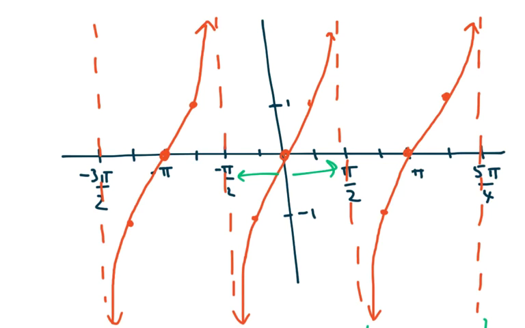I want you to notice that all the, I did something wrong over here. Let me erase this. This should be 3 pi over 2.